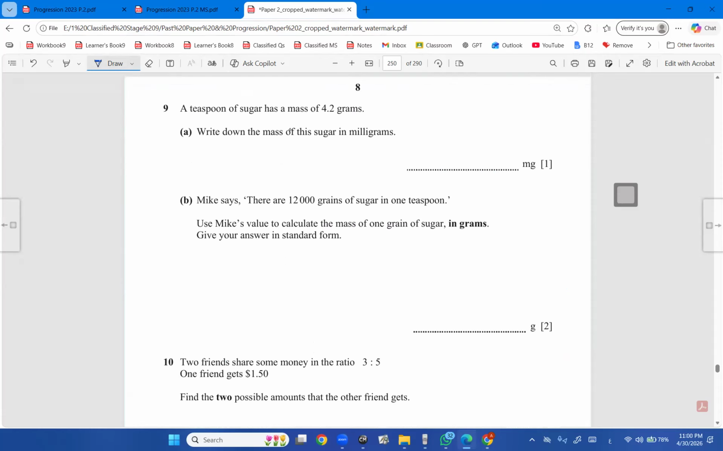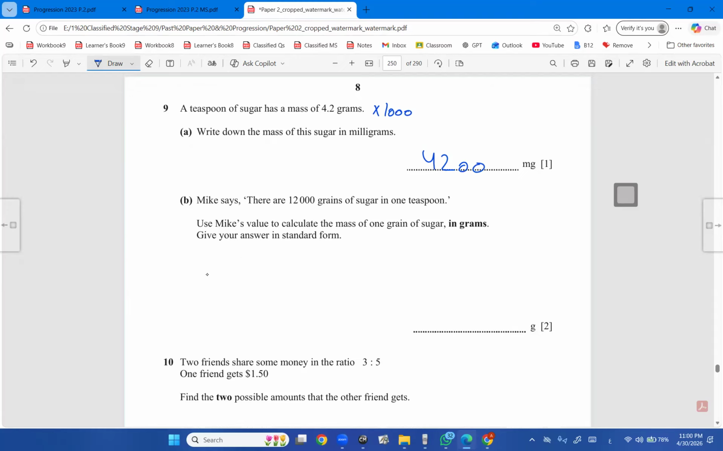A teaspoon of sugar has a mass of 4.2 grams. Write down the mass of this sugar in milligrams. So, grams to milligrams, you should know that it's multiplied by 1,000. Just like liter into milliliter, you multiply by 1,000. So it is going to be 4,200 milligrams.